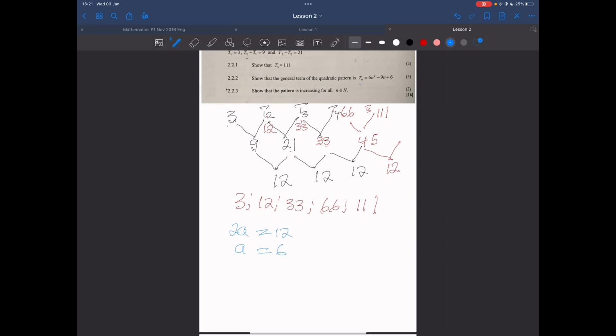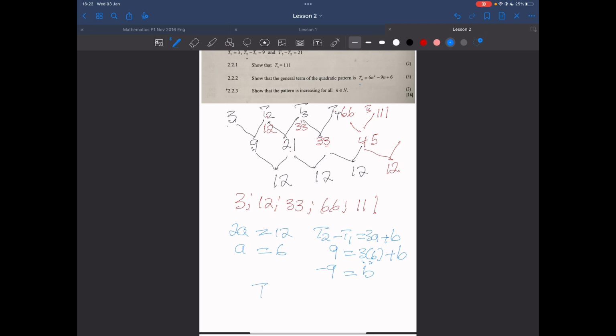And then we have our a, now we want our b. So we know that term number 2 minus term number 1 will always give us 3a plus b. Term number 2 minus term number 1, we know it's 9, equals 3a plus b, and a is 6. We are looking for b, so 3 times 6 is 18. 9 minus 18 is negative 9, leaving us our b to be negative 9.